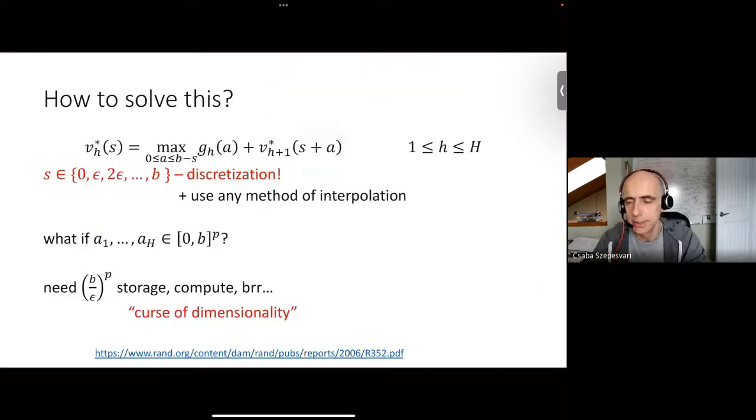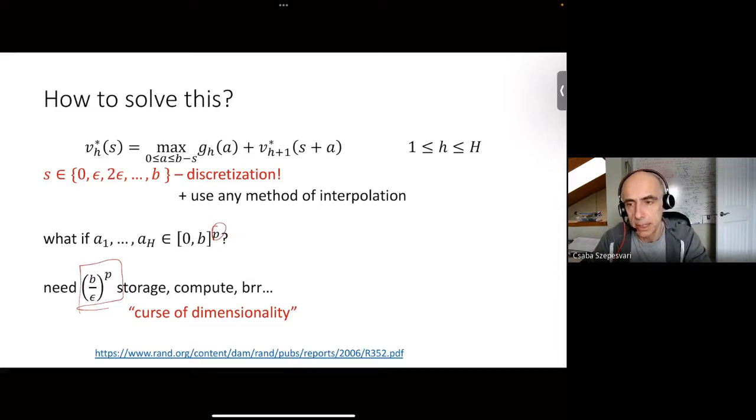Okay, but what happens if you have a p-dimensional problem? So p is the different types of resources that you need to all split up. Then if you try the trivial thing, just to discretize this cube of p dimensions at some granularity of epsilon, then you get that there are this many points in your grid: B over epsilon to the power of p.